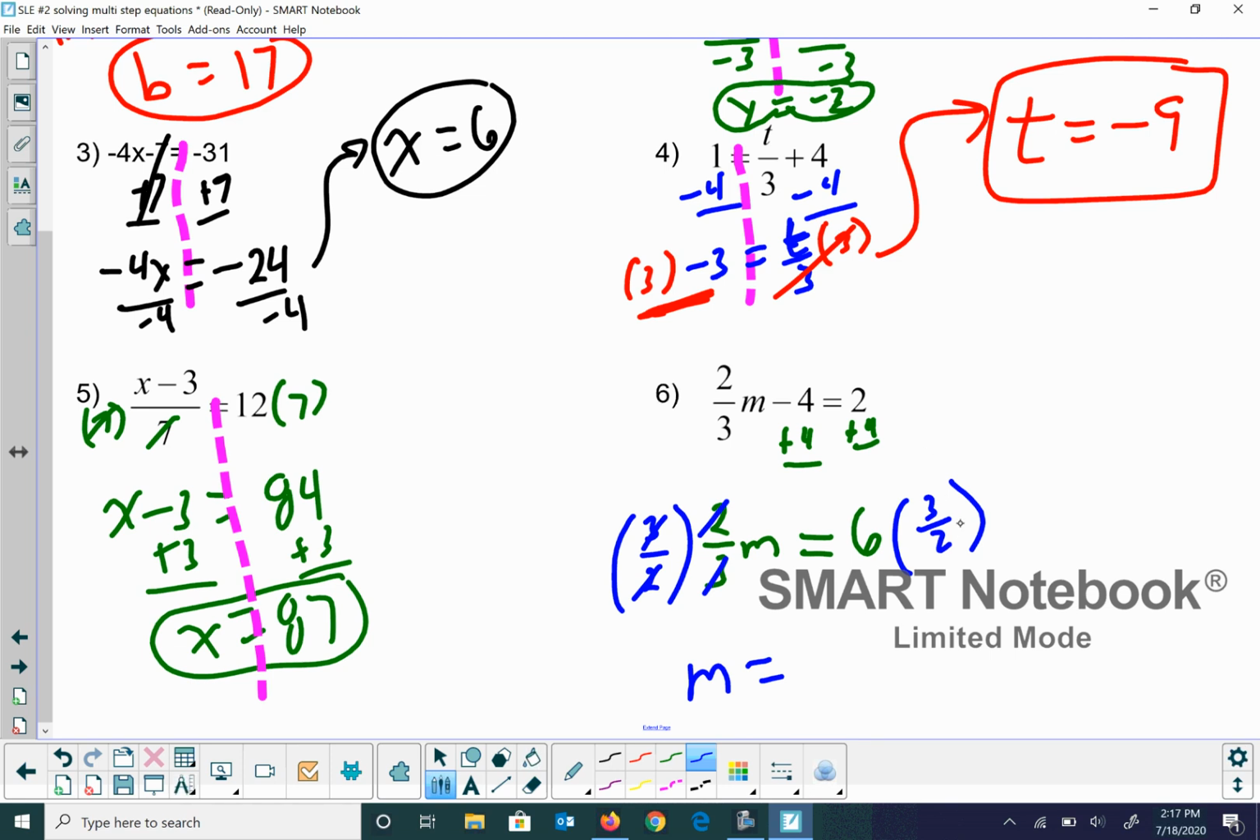Well, that's kind of goofy. Well, 2 goes into 6 3 times, and then 3 times 3 is 9. Now, that's a little bit more challenging problem. We'll definitely be practicing some of those, but remember when you flip over a fraction, it's called the reciprocal of the fraction. Okay?